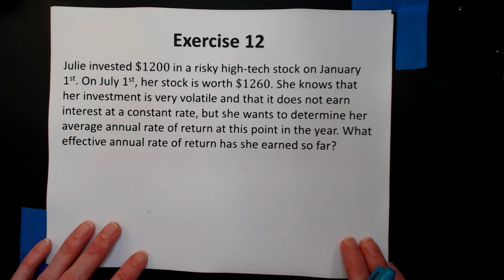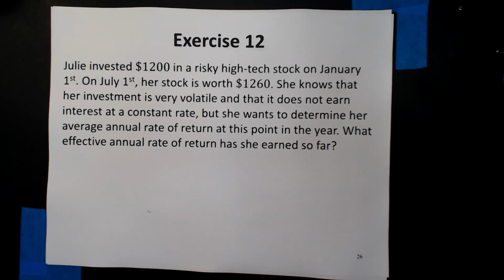All right, next, Julie invested $1,200 in a risky high-tech stock on January the 1st. On July the 1st, her stock is worth $1,260. She knows that her investment is very volatile and does not earn interest at a constant rate, but she wants to determine her average annual rate of return at this point in the year. So what is the effective annual rate of return that she's earned so far?